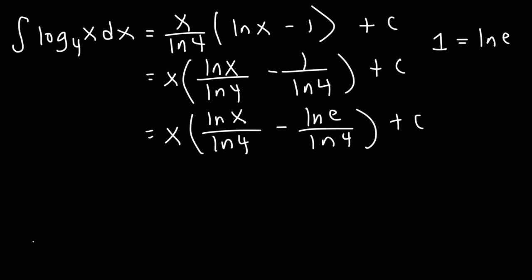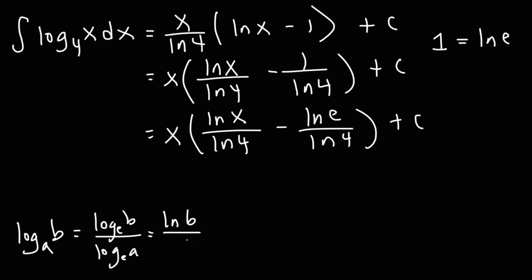Now we're going to use the change of base formula to go back into our original log expression. So keep in mind that log base a of b is equal to log b over log a. And using the base e, this is going to be ln b divided by ln a. So ln b over ln a, you can convert that back to log b over log a.